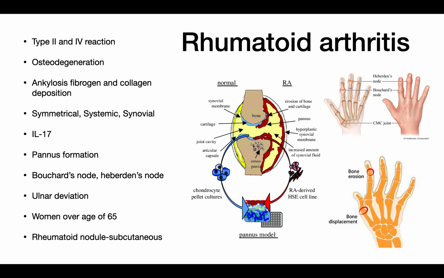Okay, so rheumatoid arthritis is going to be both a type 2 and type 4 reaction, and it's going to be manifested as the osteodegeneration.